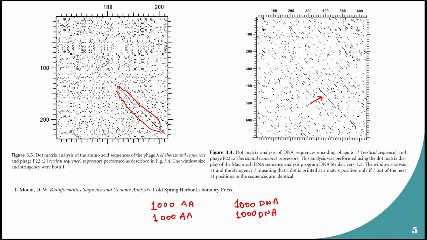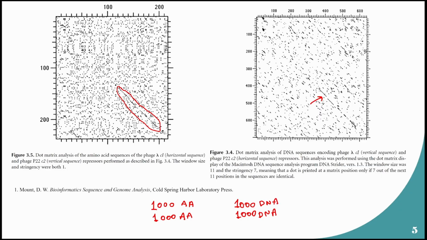Sir, in the case of nucleic acids, because there are only four bases, A, T, G, C, there is a much higher chance of getting a match between them. However, in the case of amino acids, we have 20 amino acids, so there is a larger window size here. So you will not be getting as many matches, as frequent as with nucleic acids.